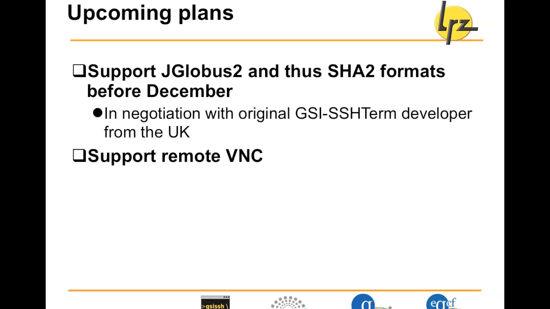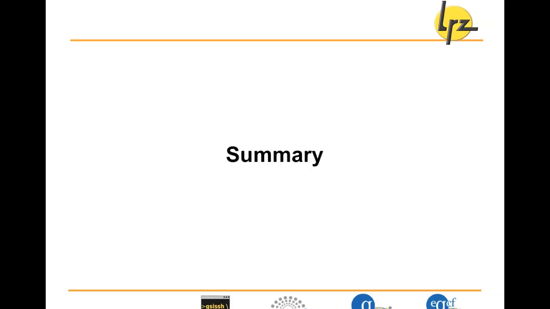We are actively developing GSI-SSHTerm, so we do have some things in our roadmap. One of the most critical plans that we have is to support JGlobus 2 and SHA-2 before December. And we are trying to cooperate with the original GSI-SSHTerm developers since the JGlobus integration was performed by them. Additionally, the remote VNC support in GSI-SSHTerm is outdated, and thus we need to update it to a newer protocol. So we intend to do this too.